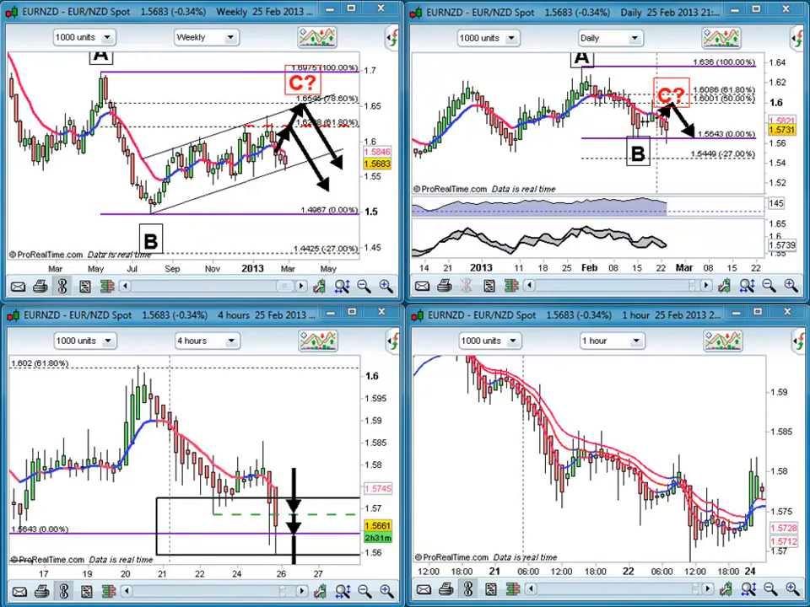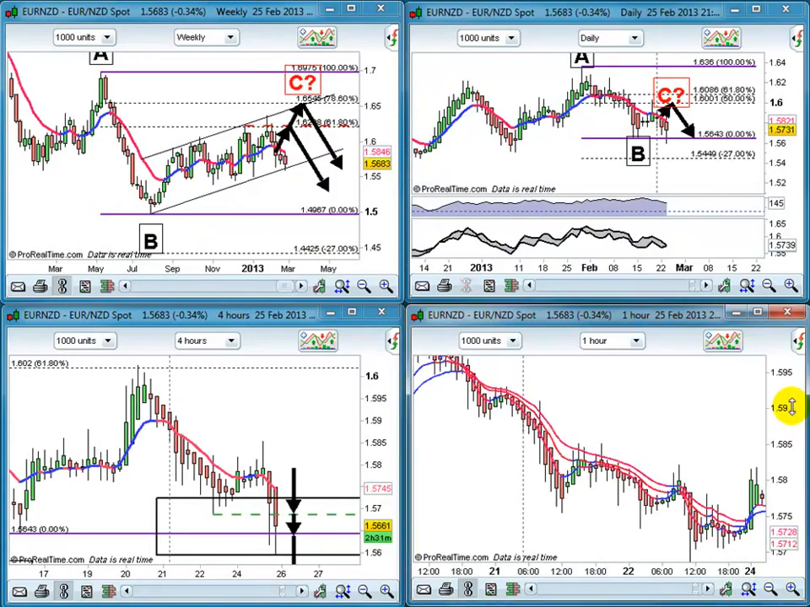We'll begin with a 4-chart tiled display for the Euro Kiwi pair, comprised of the weekly top left, daily top right, 4-hour bottom left, 1-hour bottom right. Not on the screen at the present moment is the 5-minute chart, which we'll bring in just a minute.